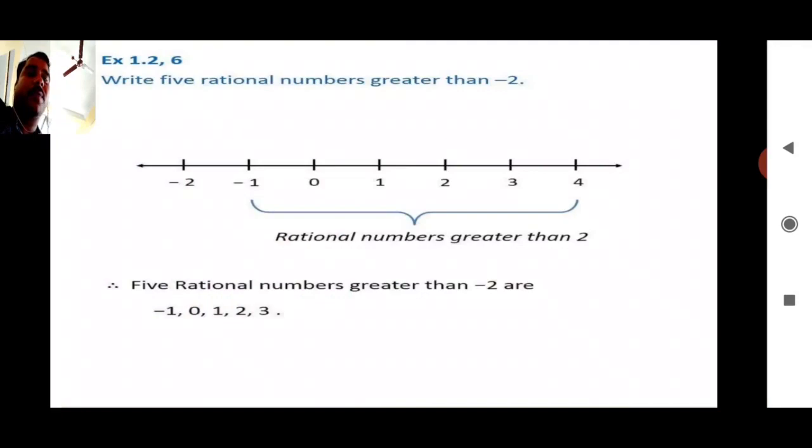Next one, write 5 rational numbers greater than minus 2. Here the number is greater than minus 2, and you know if we go to the right side of a number we get a greater number, so we go to the right side of minus 2. After minus 2 on the right side: minus 1, 0, 1, 2, 3, 4. These are the rational numbers greater than minus 2.